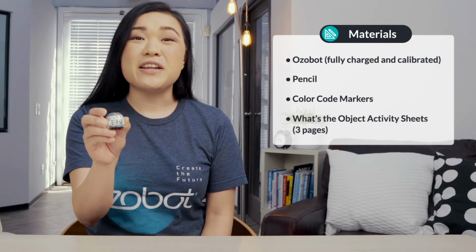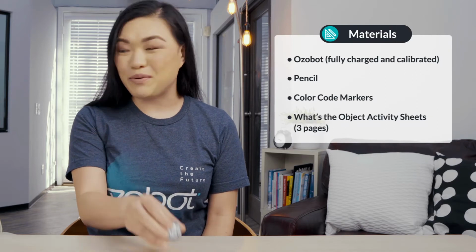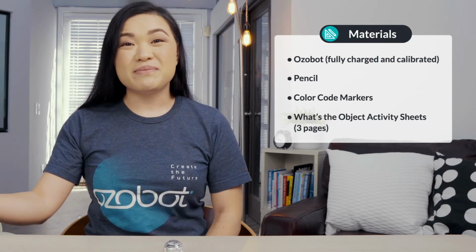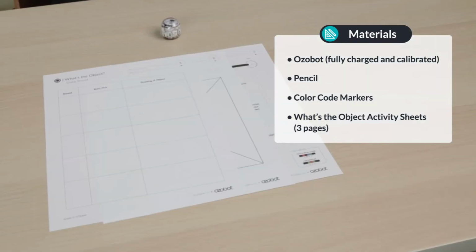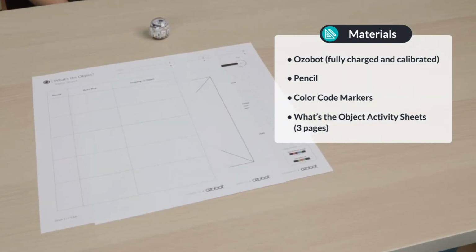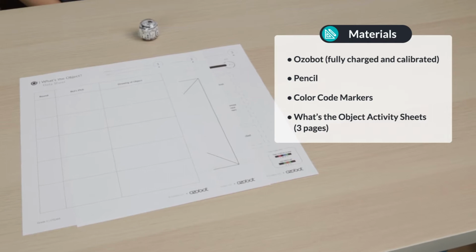Matter is all around you. You and Ozobot are both examples of matter. Today, you and Ozobot are going to explore how different objects can be broken down into smaller pieces and used to make new objects. For today's lesson, you will need an Ozobot fully charged and calibrated, a pencil, color code markers, and 3 pages of your What's the Object activity sheets.